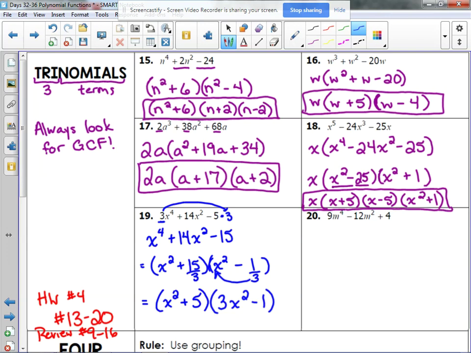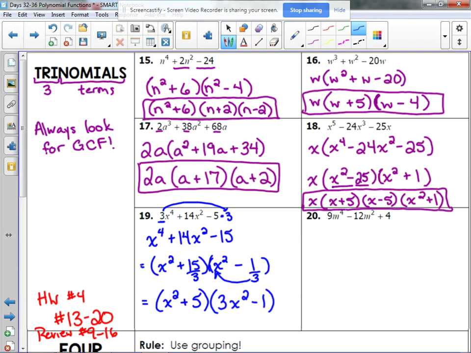Check it and see if it gives you the original. X squared times 3x squared is 3x to the 4th. X squared times negative 1, negative x squared. 5 times 3x squared is 15x squared. So negative 1 plus 15, 14. Positive 5 times negative 1 is negative 5. It's kind of slick. Now, we're going to do number 20 like that as well, and then I'll come back and show you how to do it without the trick if you don't like the trick. Okay. Number 20, don't have a GCF.